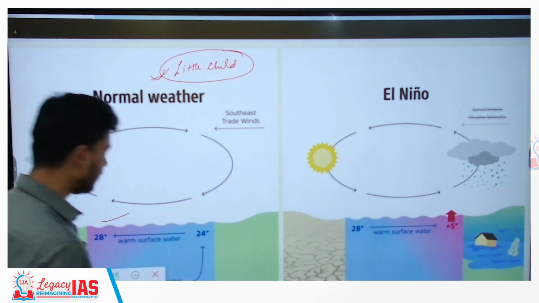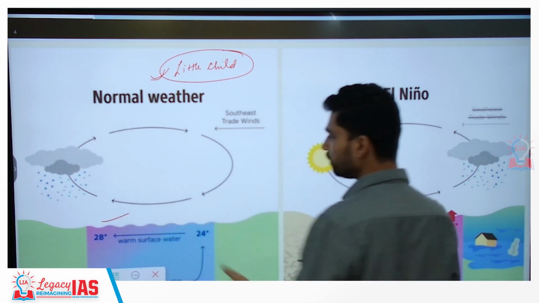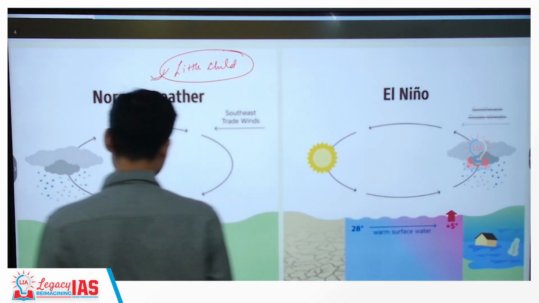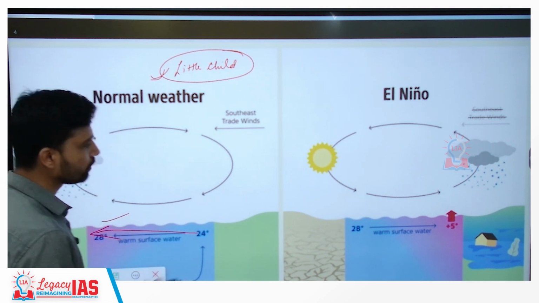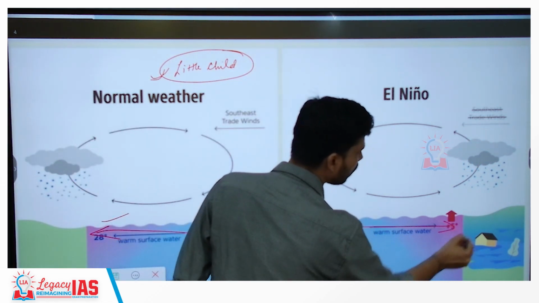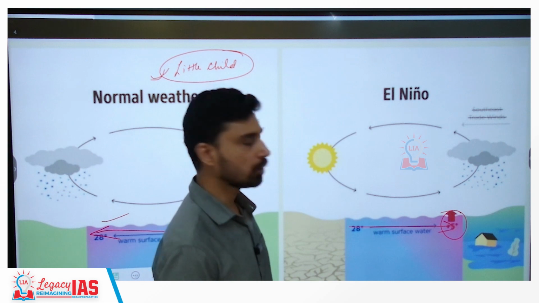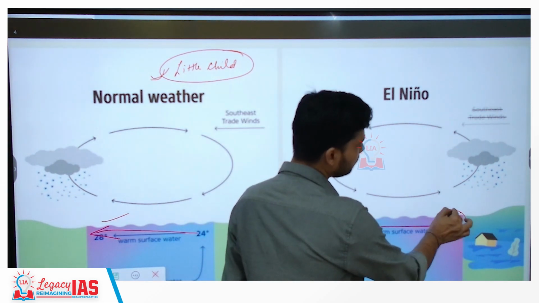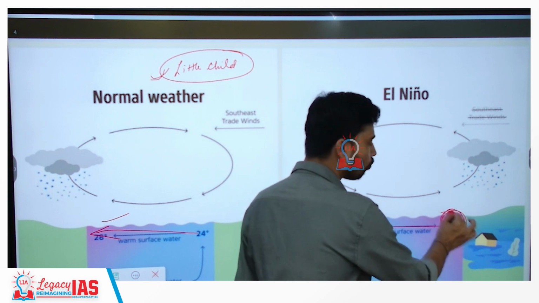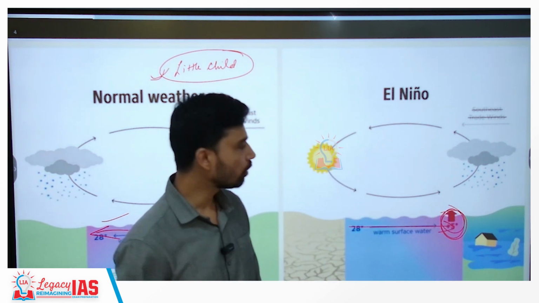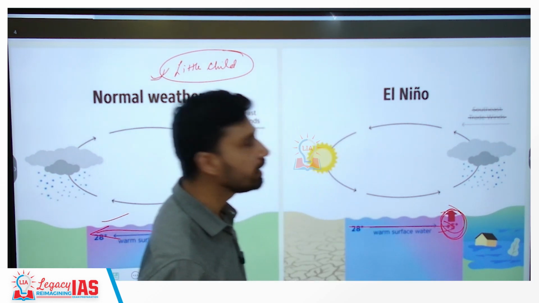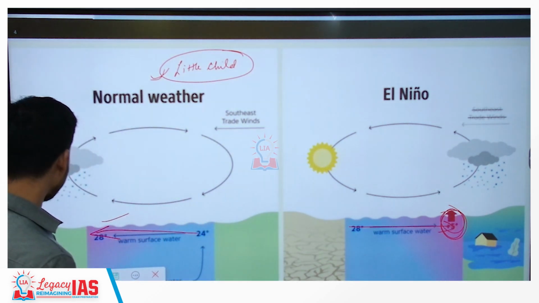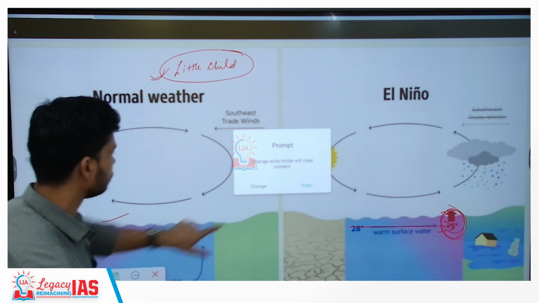So again, to explain to you, this is the normal weather condition and this is the El Nino-like condition, where in normal condition, warm surface water is moving toward Australia. During El Nino condition, warm surface water is pushed toward South America. And during El Nino times, El Nino years, as you can see, the temperature of the water along the South American coast is almost 5 degrees Celsius higher than the surface water temperature of the Australian coast. So that is the El Nino.